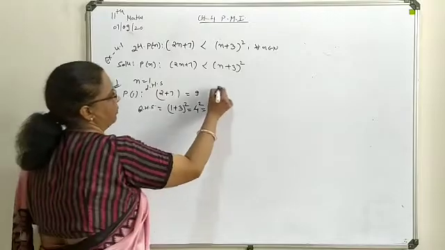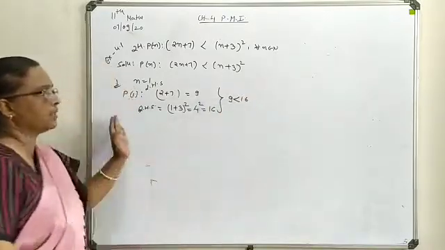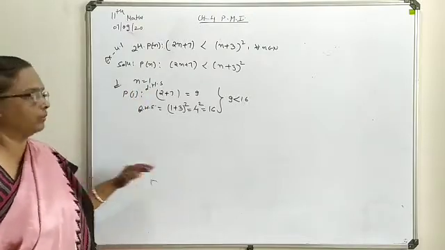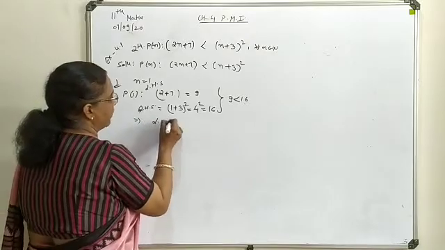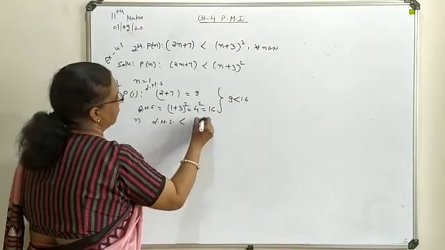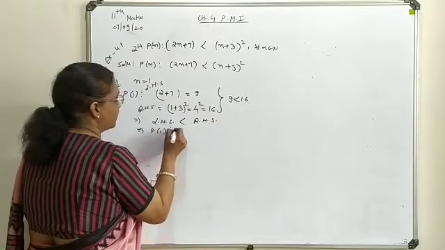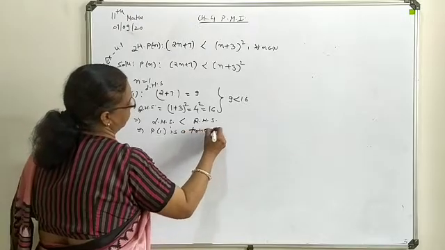So here you can say that 16 is greater than 9, which means the inequality is fulfilled over here. That means your left hand side is less than your right hand side. That means P1 comes out as true.